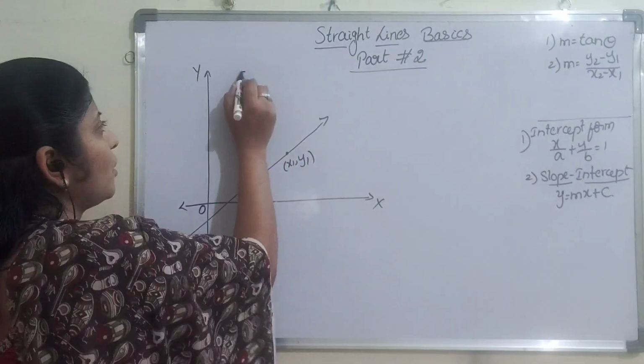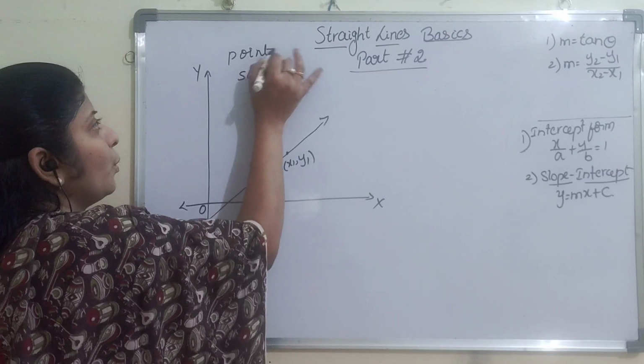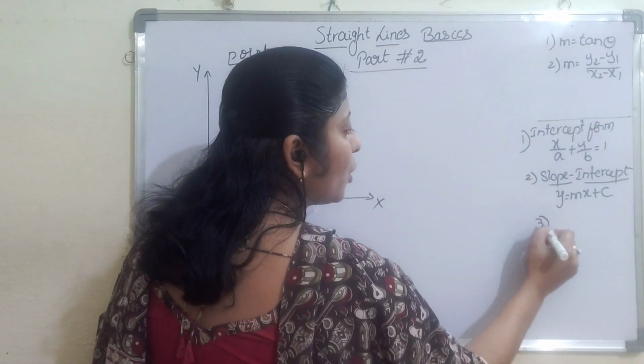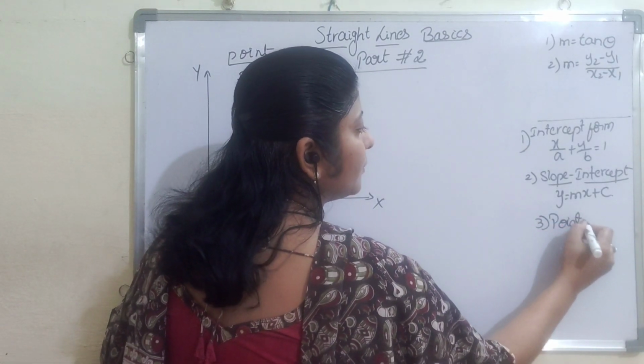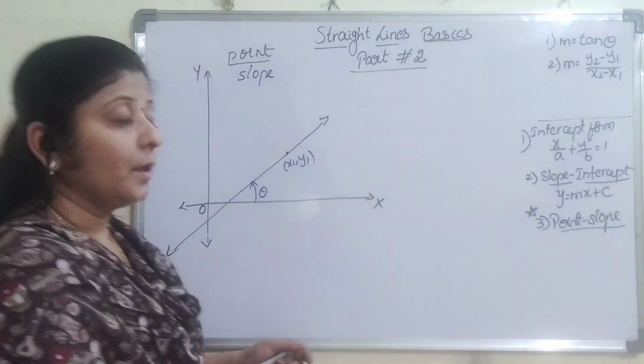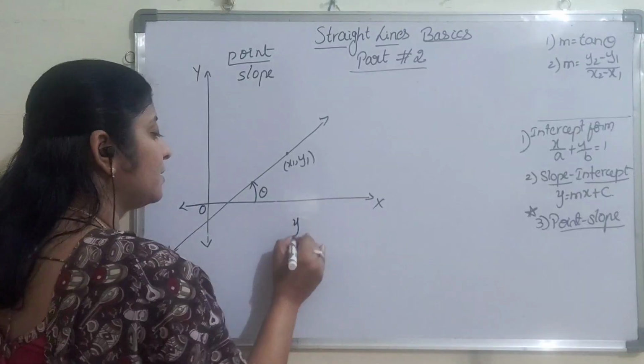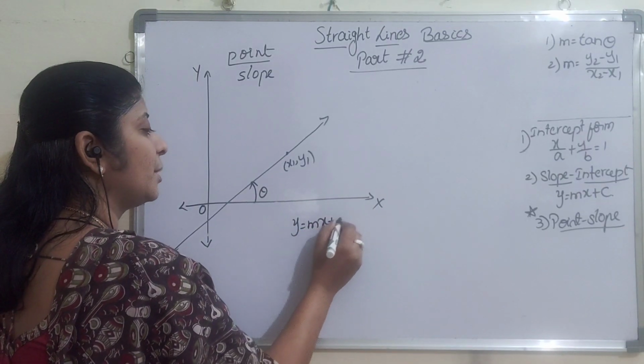So this is called slope or point slope form. We can write this one as point slope form. This is very important. So in general, what is the slope intercept form? y equal to mx plus c.